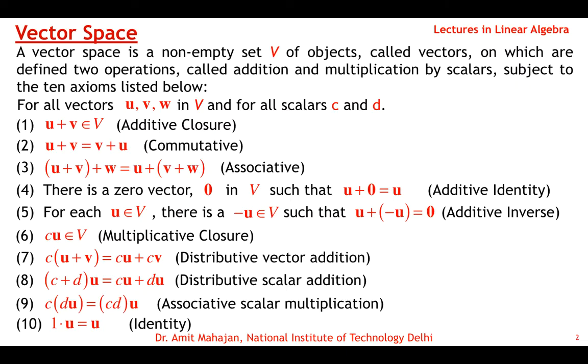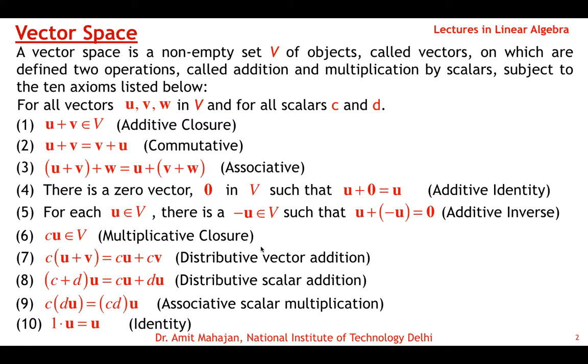Okay, so if all these 10 properties are satisfied with respect to the operations of addition and multiplication by a scalar, then based on how we define these two operations, if all these properties are satisfied with those two operations, we say that the set is a vector space.